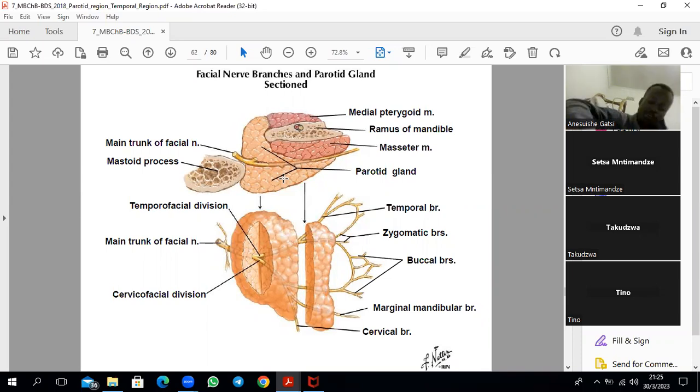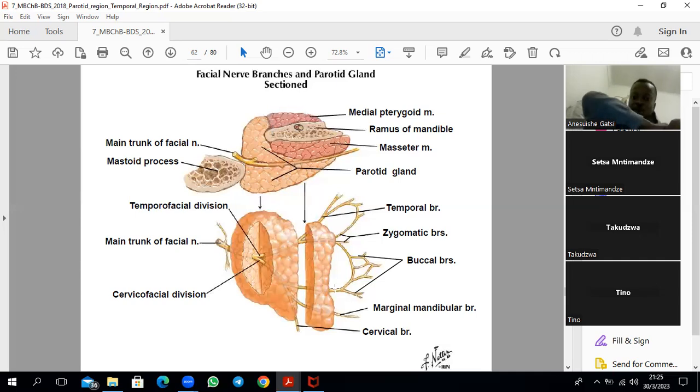So posterior auricular is given off before the nerve enters the parotid gland. It's actually given off while the nerve is in the facial canal, and it goes to innervate the posterior bellies of the occipitofrontalis. So yes, it's still a branch of the facial nerve, I agree, but it's not part of the terminal branches in the parotid. Oh, okay. Thank you.